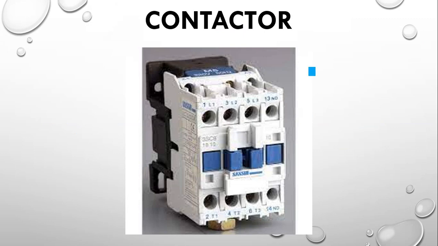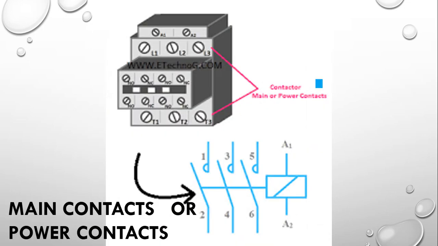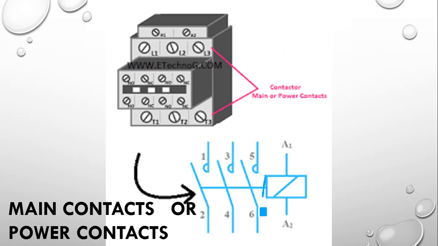This is a contactor. We'll see what are the items inside and how it works. This is an old type of contactor, popularly known as PK1 type. Let us see the items. There will be one coil inside, and main or power contacts. There will be some contacts inside. The main function of this contactor is to make and break these contacts. This is controlled by the energization of a coil.